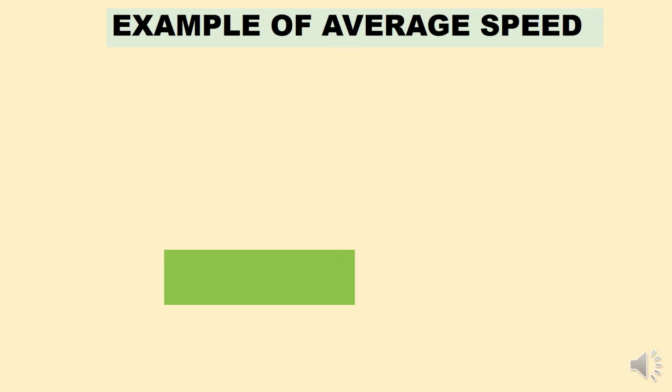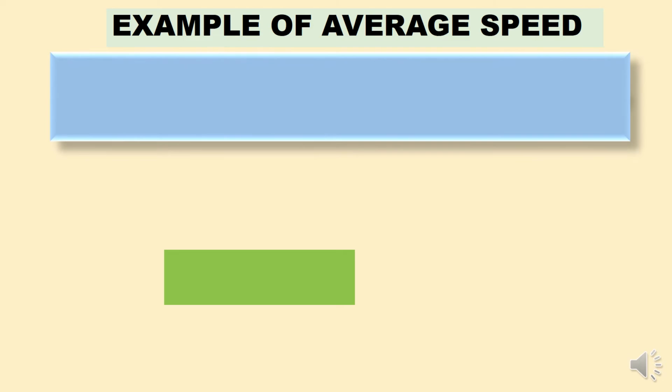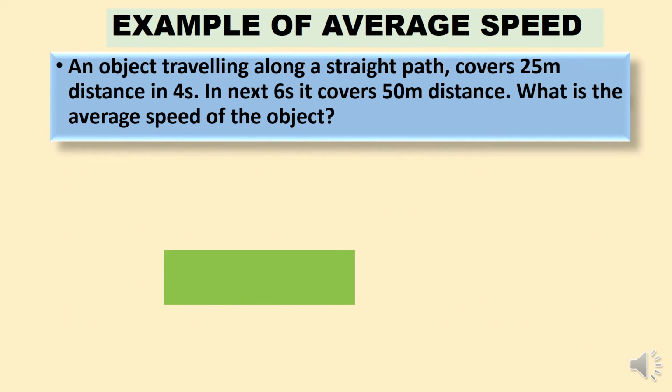Now let's understand how we calculate the average speed with an example. Suppose an object is traveling along a straight path covering 25 meters of distance in 4 seconds. Very simple to understand: 25 meters is the distance given to us and the time period t is 4 seconds. In the next 6 seconds it covers 50 meters of distance. What is the average speed of the object? Very simple basic question.